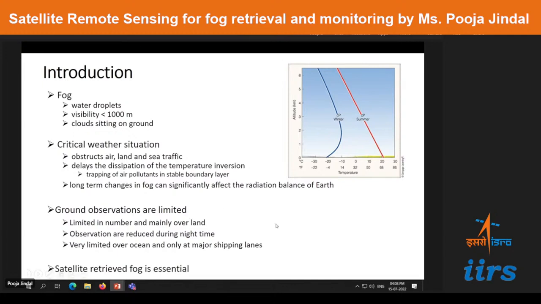So therefore, due to the limitations of the ground-based observations, we have to switch to satellite-based observation. Getting the fog information from the satellite is very important. We will discuss how you can get the fog from the satellite after a few introductory slides.